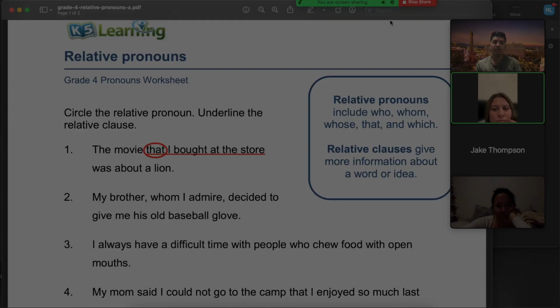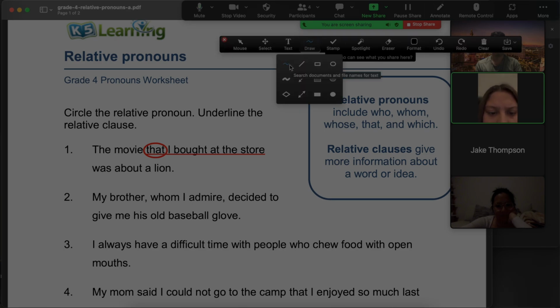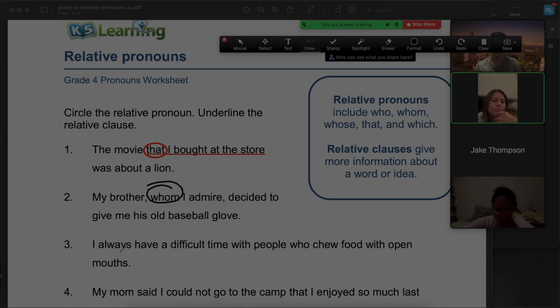We're just going to be underlining or circling where the relative pronoun is. So, Valerie, let's go with you first. My brother, whom I admire, decided to give me his old baseball glove. Which one is the relative pronoun? Boom. Very good. What do you think? Give me a thumbs up right when I get it. Give me a thumbs up.